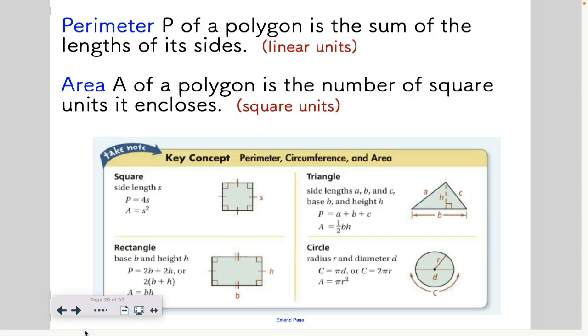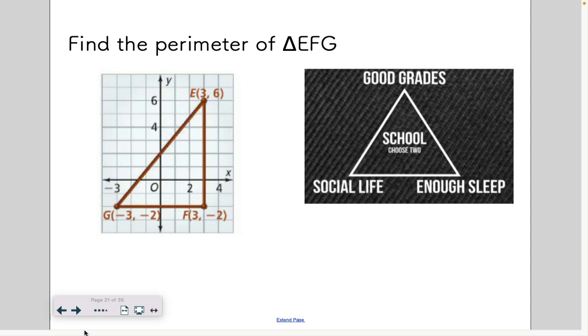The next page has that chart on it. You should know pretty much all of those. Can you refer to these on an exam? No. But you also should know them at this point, let's be quite honest. And we don't call the perimeter of a circle perimeter. We should all know what we call it: circumference. So I want you to work as a table. Find the perimeter of that triangle right there, EFG. Not the area, the perimeter.